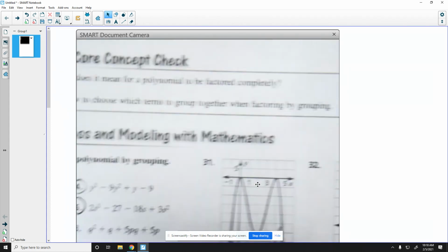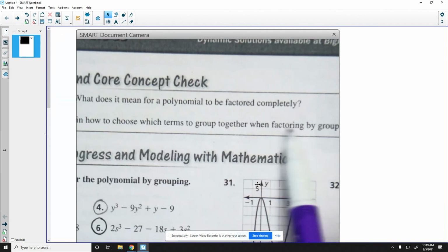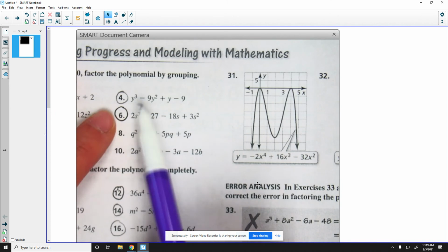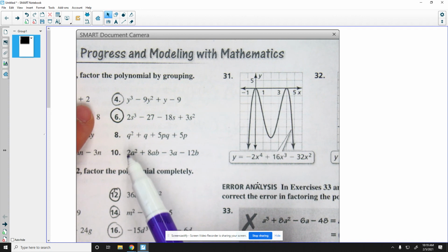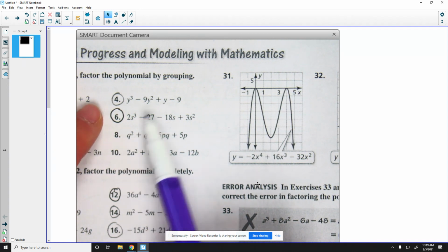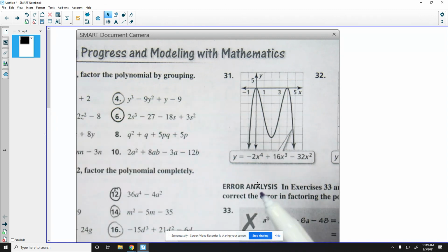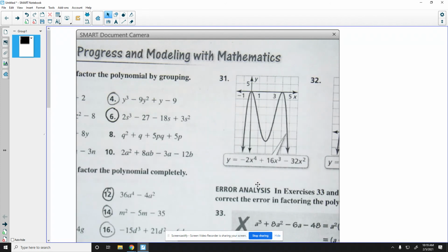For those of you who are like number 2, explain how to choose which terms to group together when factoring by grouping. Like here, this is what I mean. When I need to factor by grouping, how do I group them together? Like when I did all of these. Yeah, first 2, last 2. That's it. And then you can also write, but if that doesn't work, then rearrange your problem like we did for number 6.